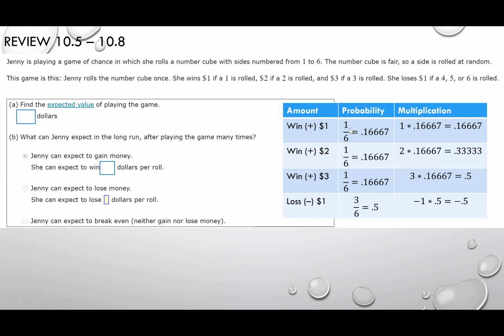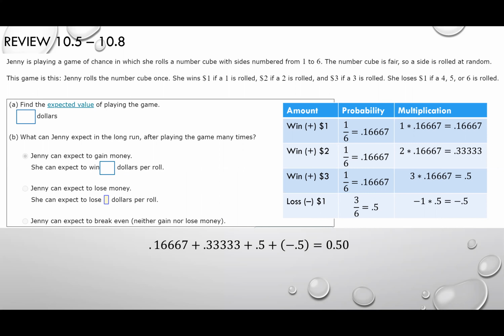So if you look at this, this is the amount of winning and this is the amount of loss. This is the probability for each of the winning and the loss. And once we have this, we need to multiply the first to the second, the first to the second, first to the second. We just multiply them up. And once we have this, we need to add them all together. And if you add them all together, this is what you have.